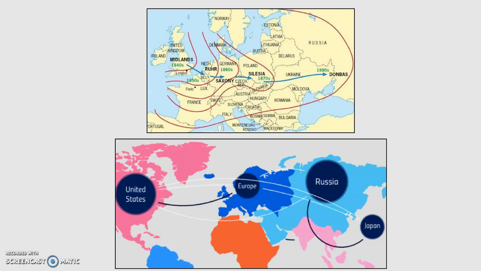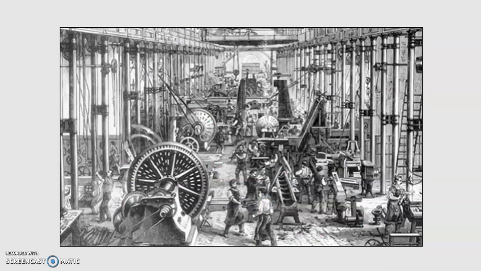If you take a look at the top map, you can see the way the spread went from England into Western Europe, and then you can see that it also spread throughout the world to these major areas first, and then throughout the rest of the world afterwards.